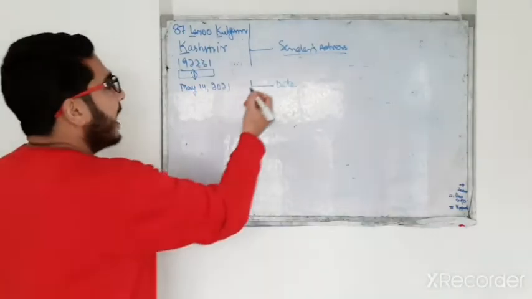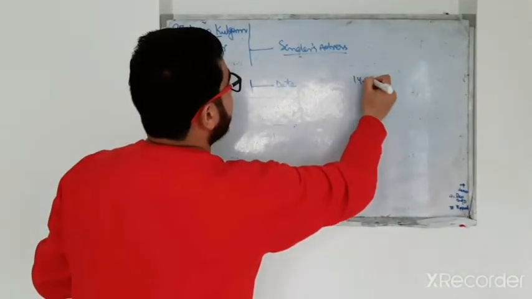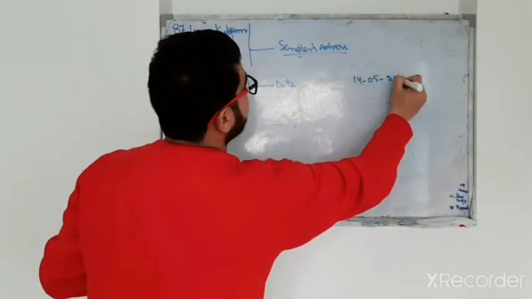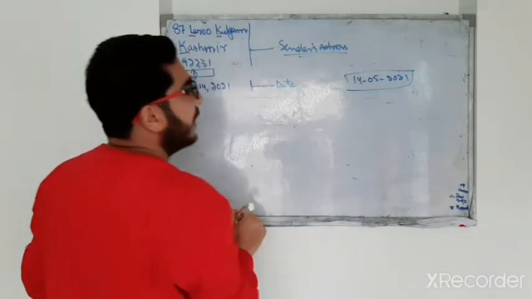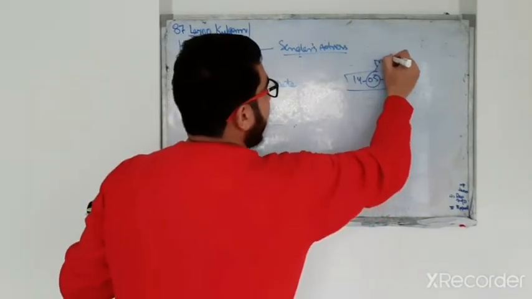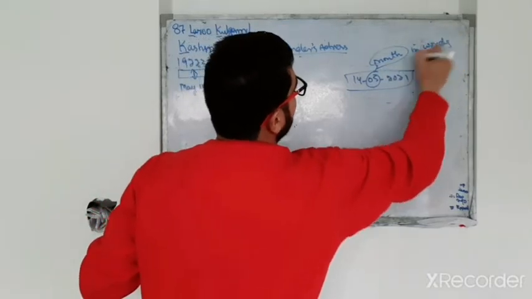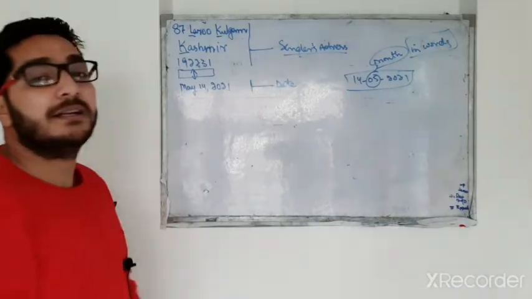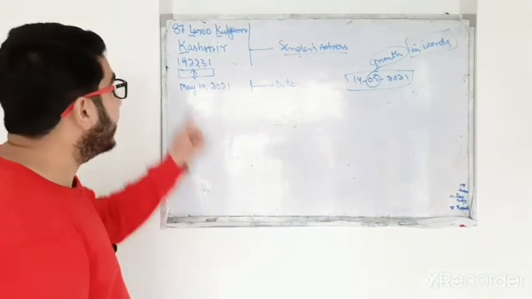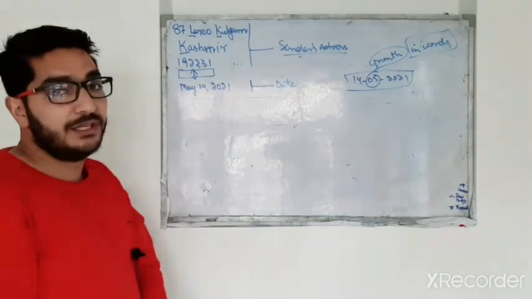And this is how the date is written. We cannot write it like, for example, 14/5/2021. This is not the correct way of writing dates. We have to mention the month in words. That is how a date is written in a formal letter. That is why I wrote May 14th, 2021.